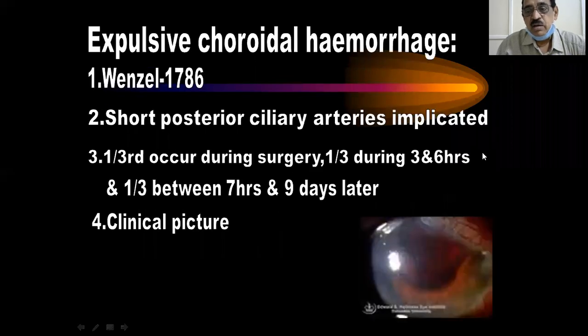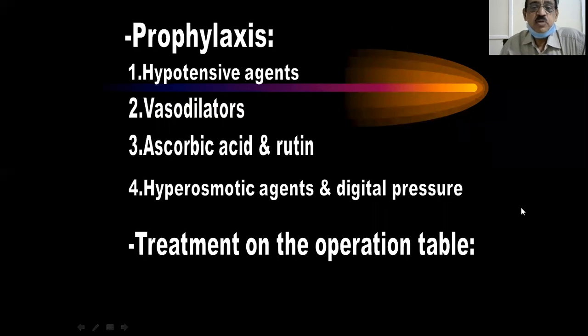And prophylaxis: whenever you think there can be an expulsive ciliochoroidal hemorrhage in a particular eye, this is most commonly seen in people with atherosclerosis and hypertensive individuals, and also usually in filtration surgeries. When we are doing a filtration surgery, these things are more common. Okay, hypotensive agents such as mannitol and glycerol can be given. Vasodilators can be given. Ascorbic acid along with routine can also be given. Hyperosmotic agents and digital pressure will have to be used, and the eye must be reasonably soft. Around 16 millimeters of mercury intraocular pressure is ideal.